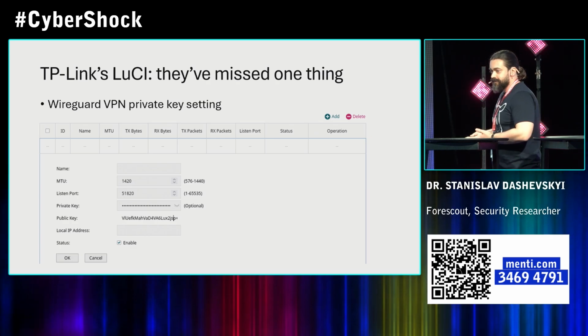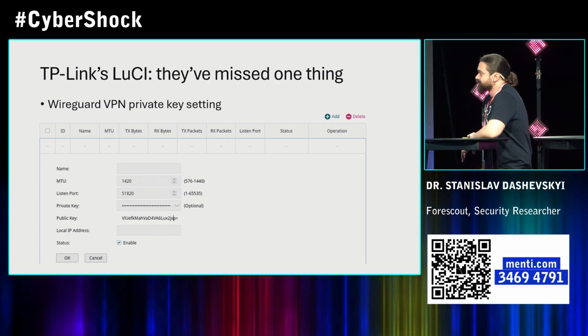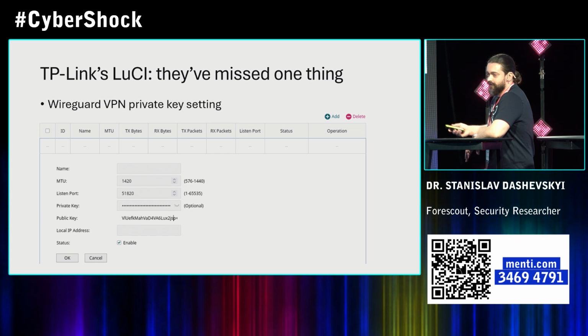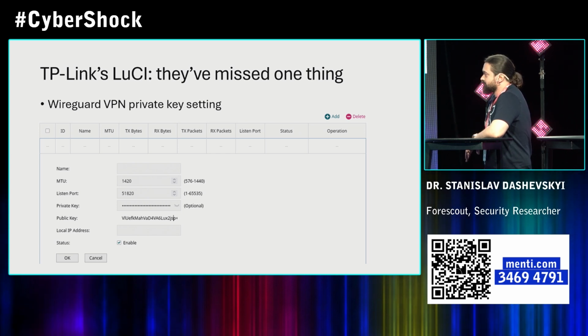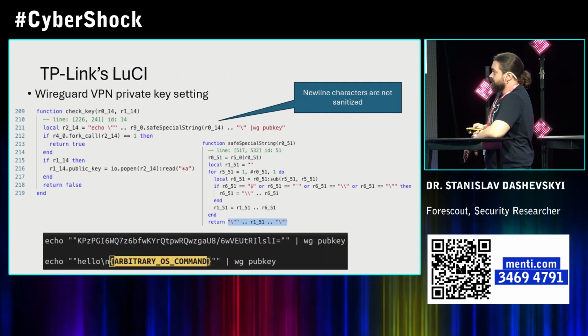So going back to the vulnerabilities I was talking about, we looked at what Cisco Talos did and how they patched this thing. And as with one of the previous examples, no root cause analysis was done, so we found one vulnerability that they have missed. This one concerns the field of the WireGuard VPN setting where you have to specify the private key. This is how it looks.